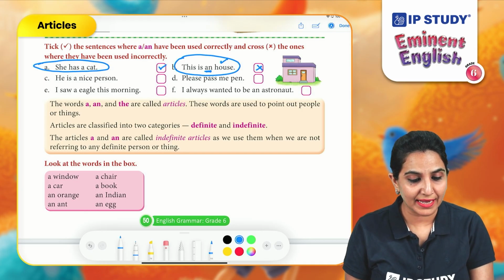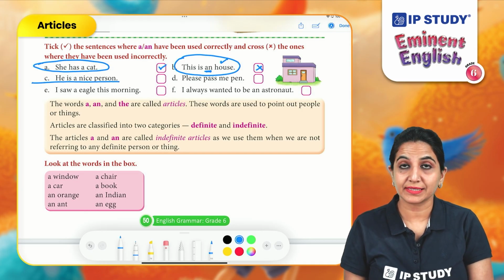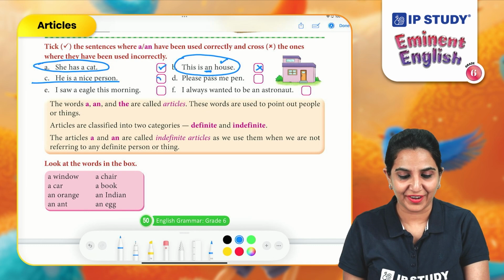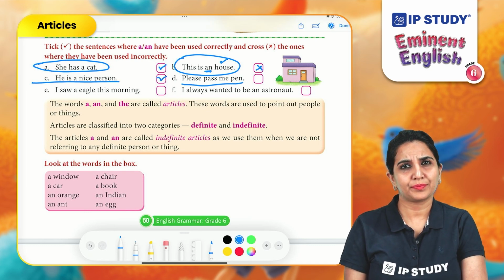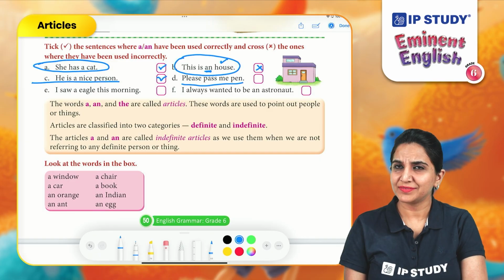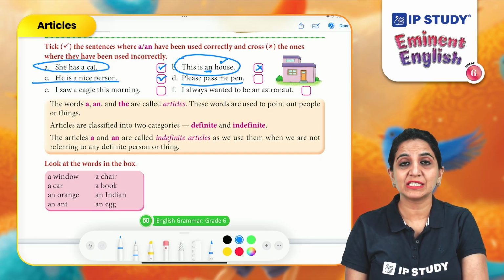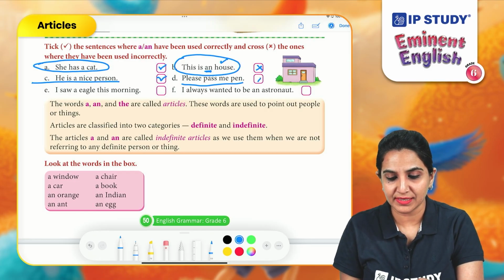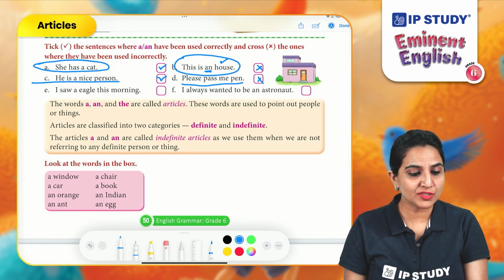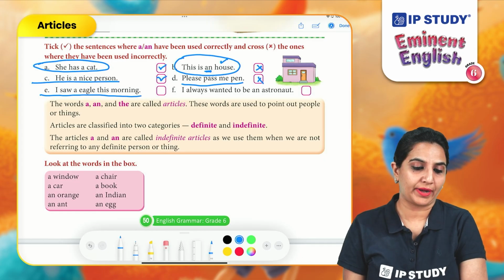He is a nice person. This is correct? Very good. Please pass me pen. Is something missing here? Very good. Something is definitely missing. Please pass me a pen. Hence, the earlier sentence is incorrect.